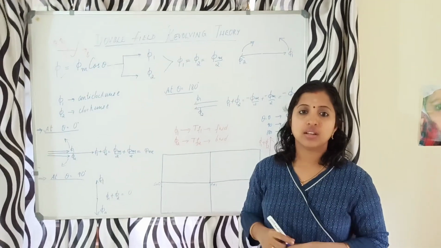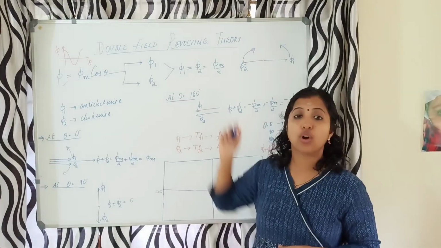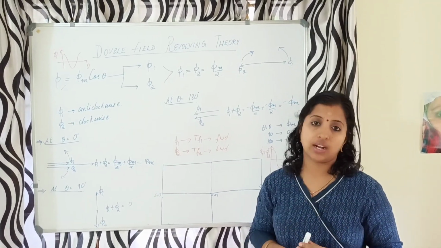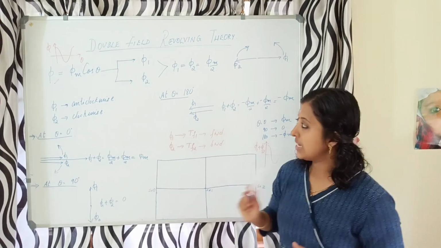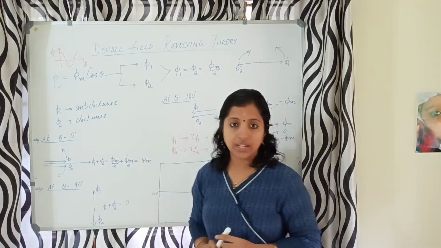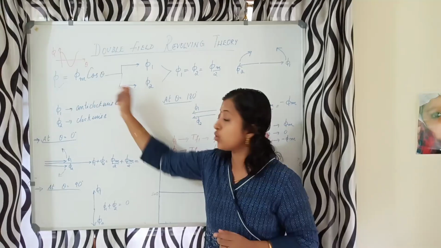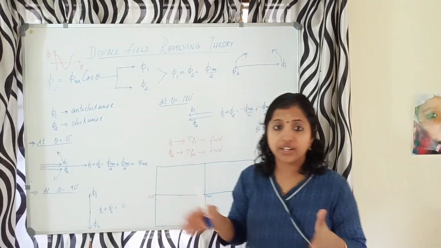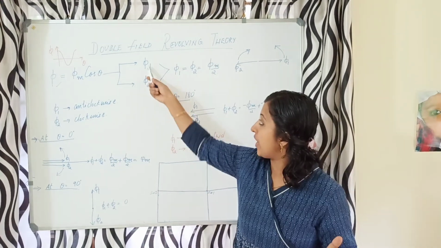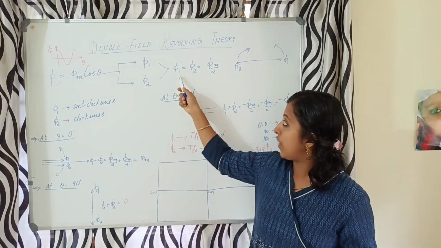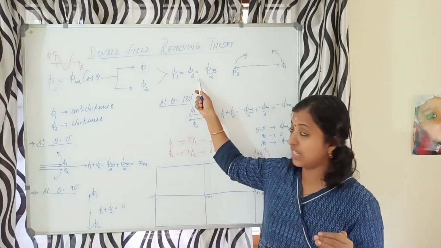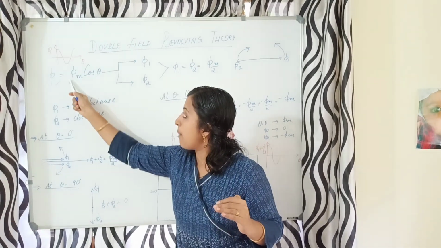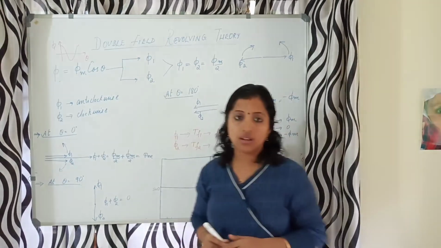So good morning students. Now we discuss the double field revolving theory, which explains why a single phase induction motor is not self-starting. So what does it say? You have an alternating quantity phi which is given by phi m cos theta. It says that every alternating quantity can be divided into two other quantities, say phi 1 and phi 2, such that phi 1 equals phi 2 and each is given by phi m by 2, where phi m is the amplitude of the original alternating quantity.